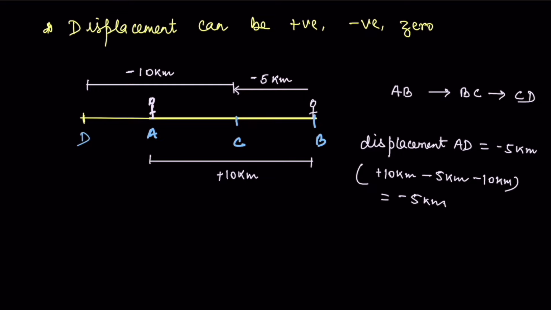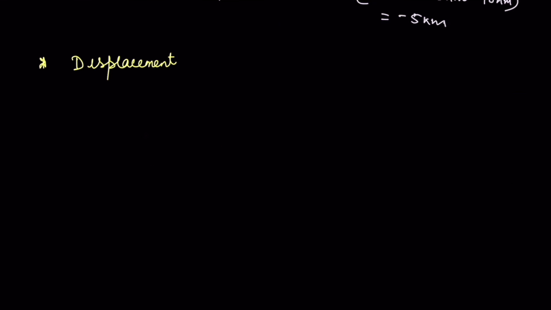You can also understand this question with the concept of initial and final position. Your initial position is A and your final position is D. So the A and D distance will be minus 5 kilometer. So here we understand that displacement could be positive, negative or 0. Next point is displacement. SI unit is meter, which is the same as distance.